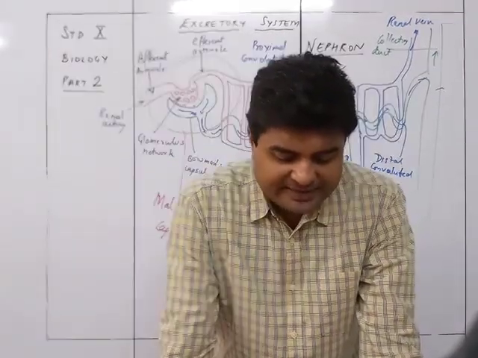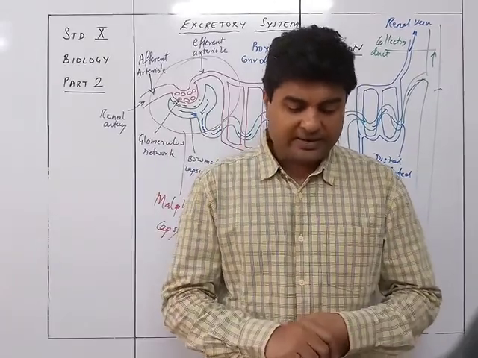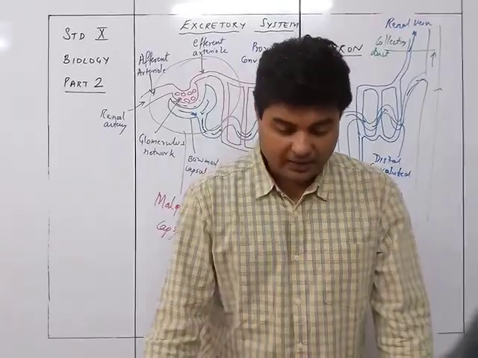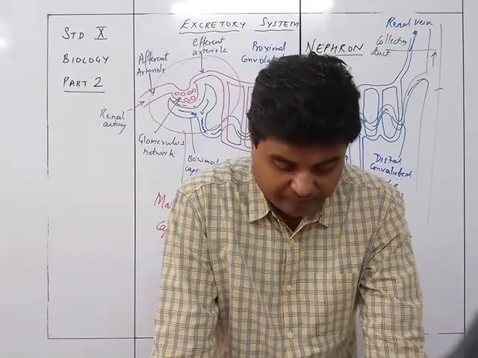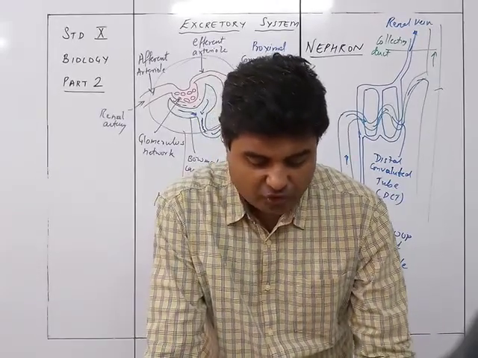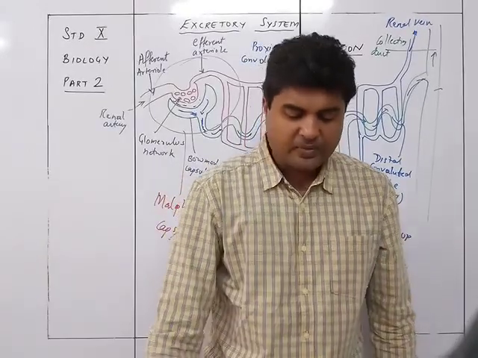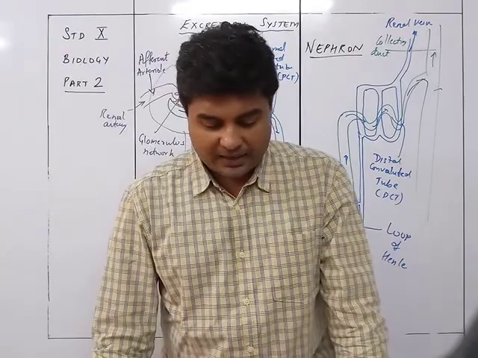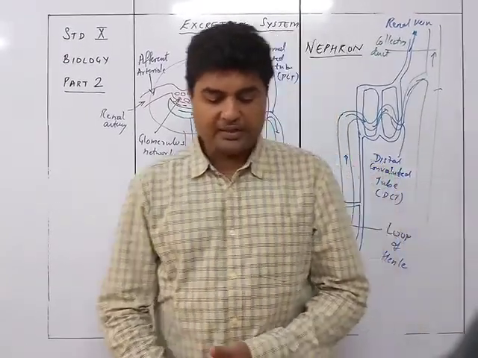Next comes the DCT, the distal convoluted tubule, again lying in the cortex, which is the end part of the kidney tubule. Distal means far, farther or away from the Bowman's capsule. It opens into the collecting duct. The collecting duct receives the contents of many kidney tubules and pours it as urine in the pelvis of the kidney. Henle's loop and the collecting duct lie in the medulla, giving it a striped appearance in the sectional view.